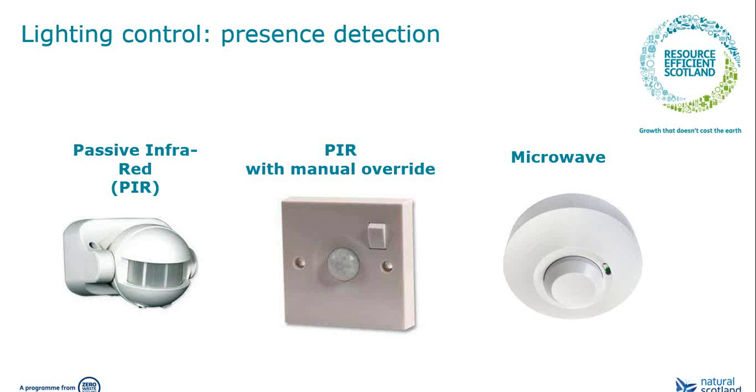Microwave detectors are a different type, and they are very good at wider spaces and more complicated spaces which have a lot of equipment in them. So they don't depend on a single beam pointing out as the passive infrared detector does, and they can be used for larger areas.